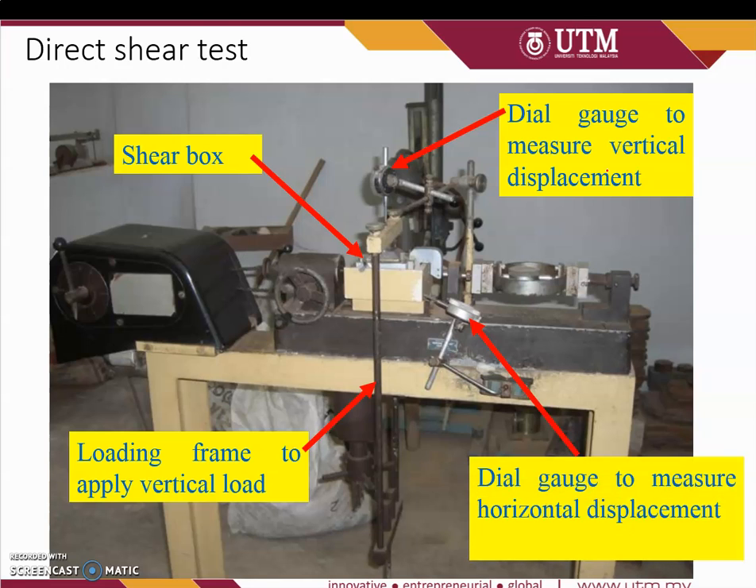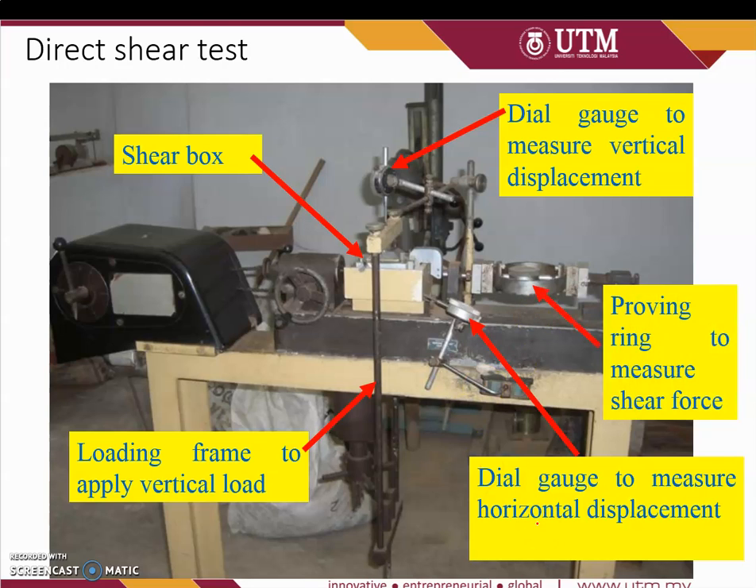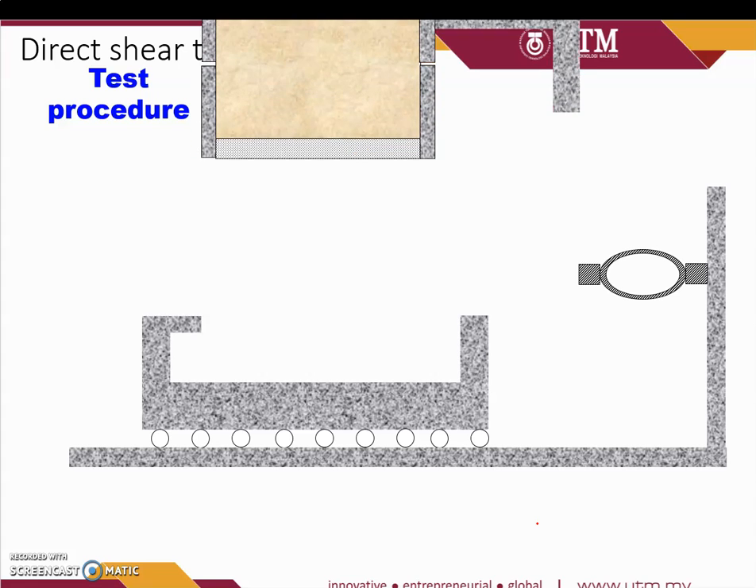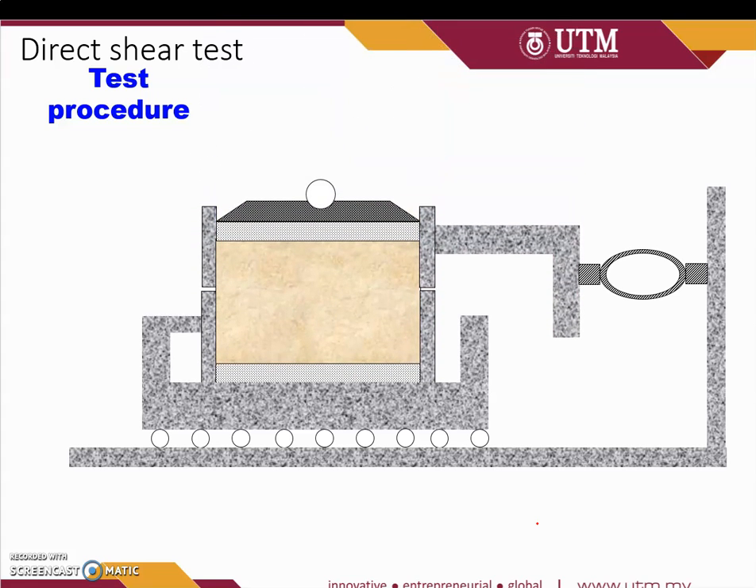Similarly, we have another dial gauge to measure the horizontal displacement, and a proving ring to measure the shear force, tau, that we apply. So let's go through a little bit on the shear test procedure.